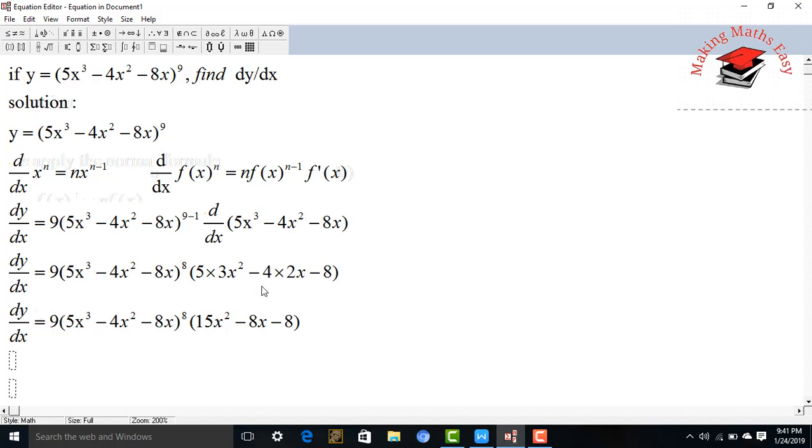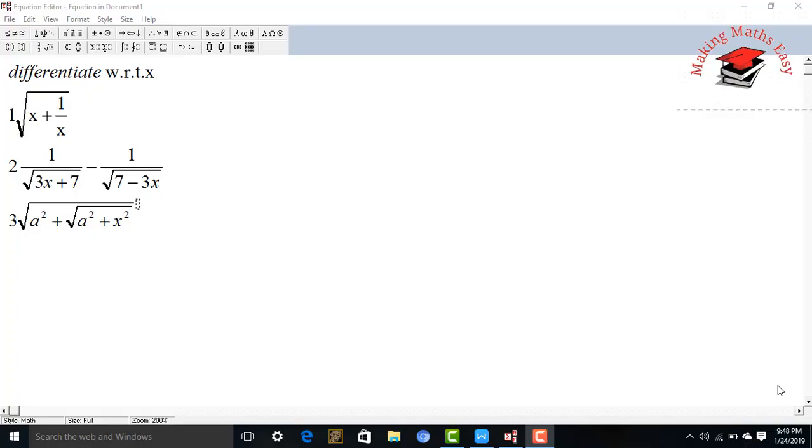This is the simplest problem, but this kind of problem will not occur in the exam. This is just for the sake of convenience, in order to understand how to find the derivative of simple terms. So these are some of the problems which we have to solve. We have to differentiate with respect to x. So let's take the first problem.